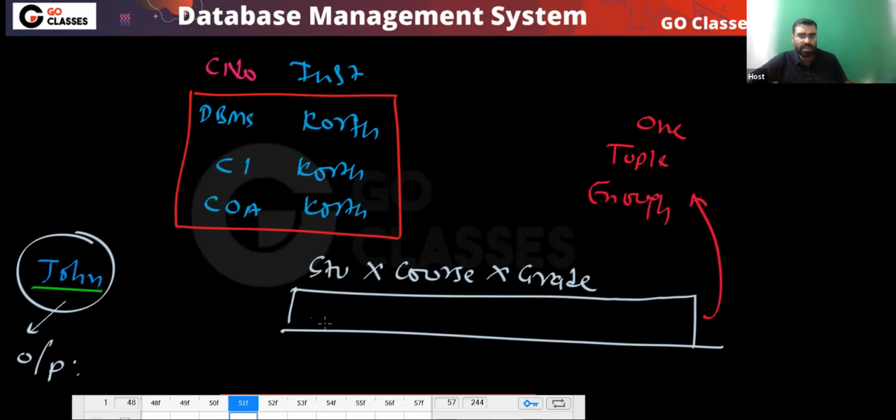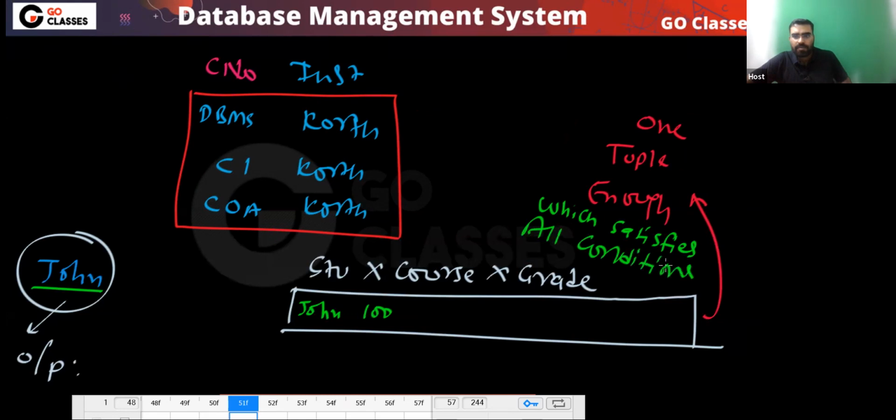If you want zone in the output, this is your target. So what should happen? This zone should have roll number 100. One tuple is enough where all the conditions are satisfied. See, this is what I'm saying again and again. One tuple is enough which satisfies all the conditions.